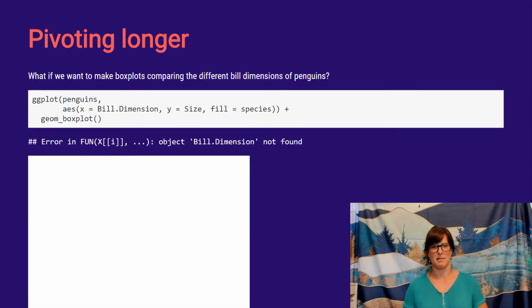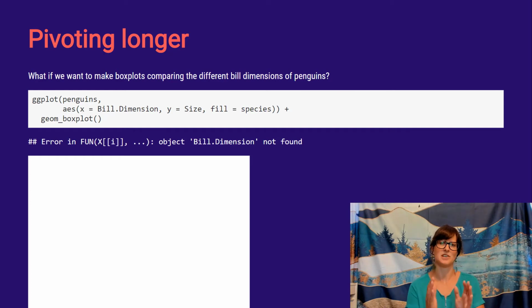So let me show you what happens. I have this idea that I want to make side-by-side box plots. So let's think about that penguin data set again, where we've measured various dimensions of the bills of these penguins. And so I'm trying to make a ggplot with these penguins, and I've put the aesthetic that I would like to be able to use.